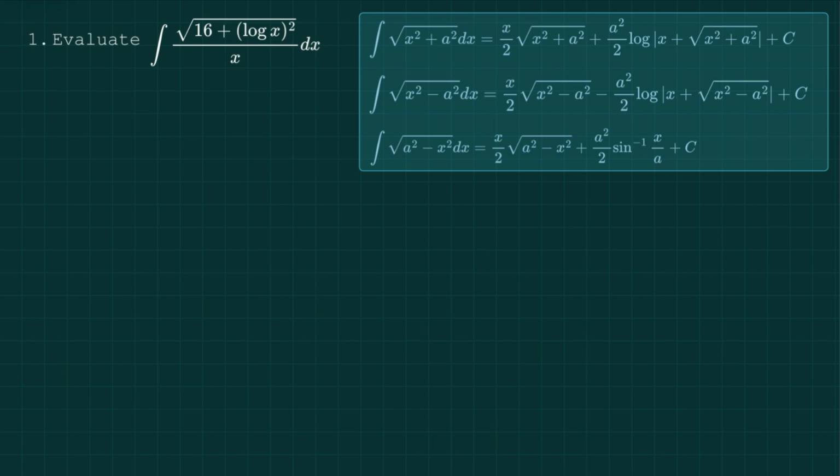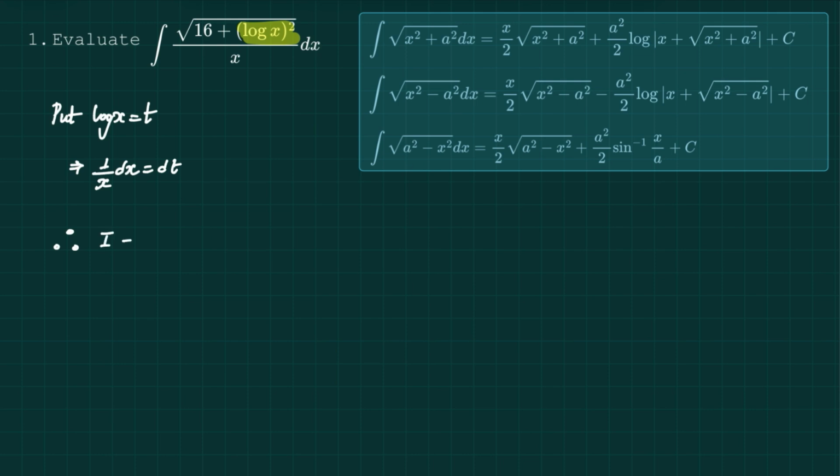Evaluate the integration of square root of 16 plus log of x whole square over x dx. Here it is clear that the derivative of log of x is 1 by x. So first we will assume this log of x to be t. So put log of x equals t, and on differentiating we will have 1 by x dx equals dt.